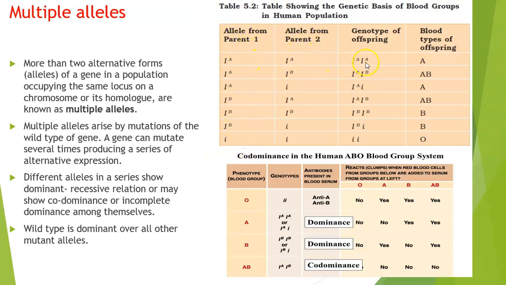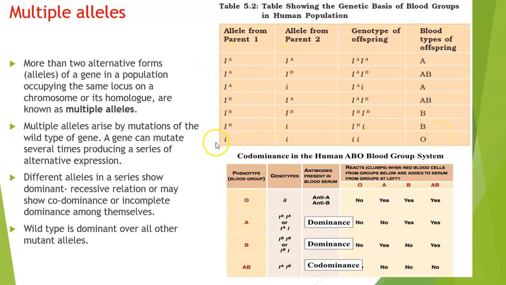Now when IA and IA come together, the blood group is A. IA and IB coming together, the blood group is AB. IA and a small i coming together, you have the blood group A. Then IB and IA coming together, again the blood group remains AB. IB and IB coming together, you have the blood group B. IB and small i coming together, the blood group is still B. And only if you have the two i's coming together, the blood group is O.